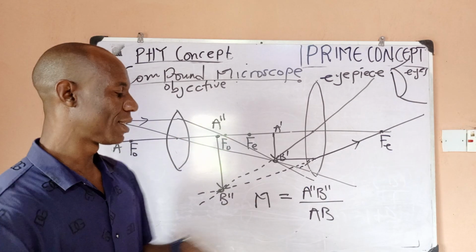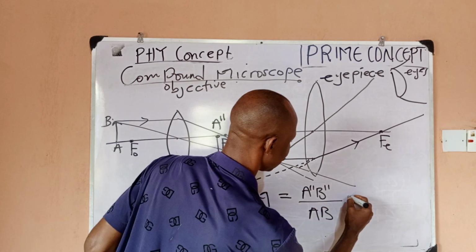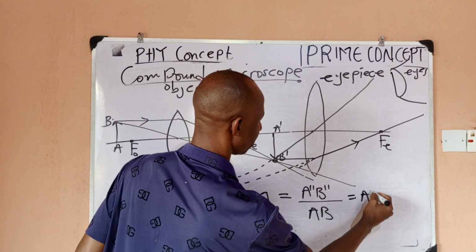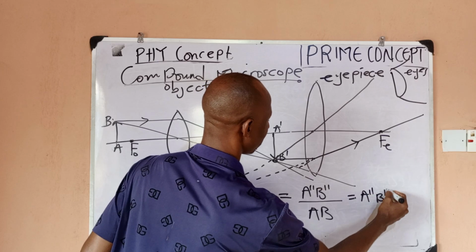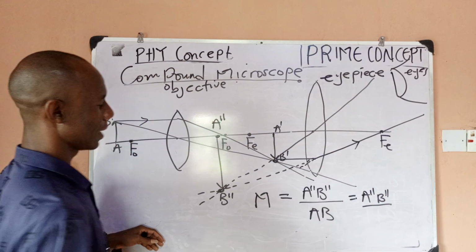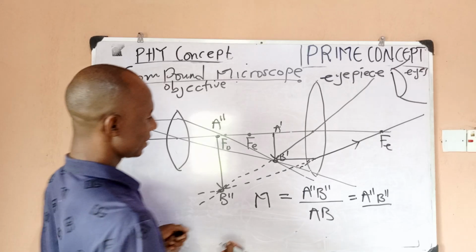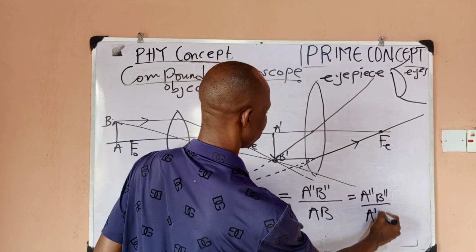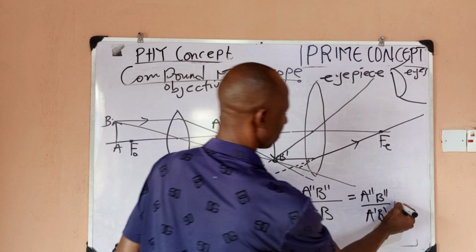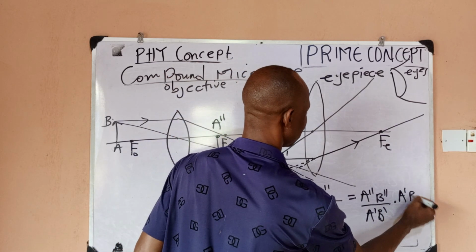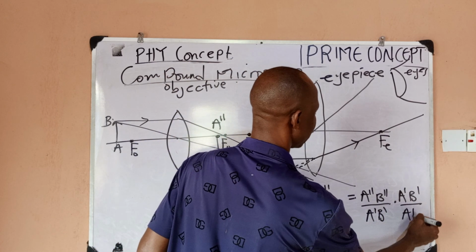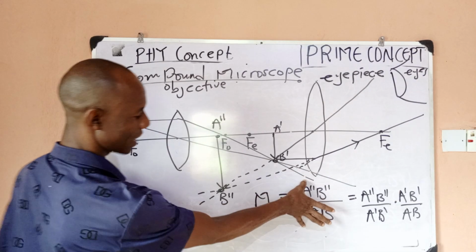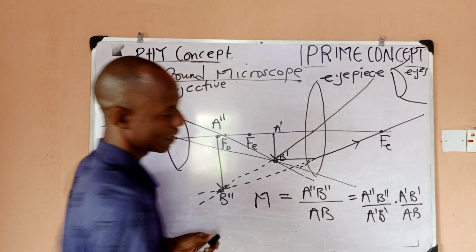Now, if you look at this, you can see that this can still be written as A prime prime, B prime prime, divided by A prime, B prime, multiplied by A prime, B prime, divided by AB. Right? Is this true? Yes, it is true. This particular relationship is the same as this. Why is this the same?